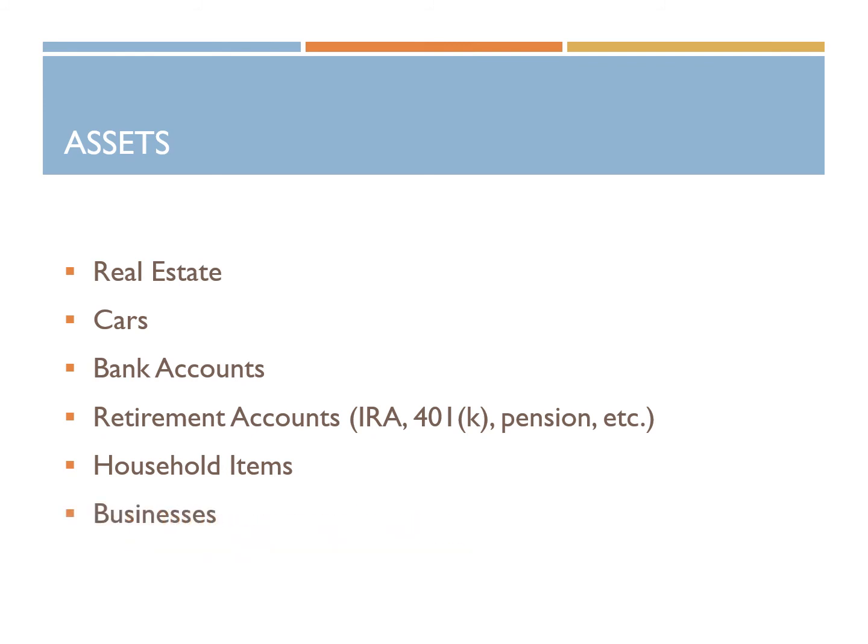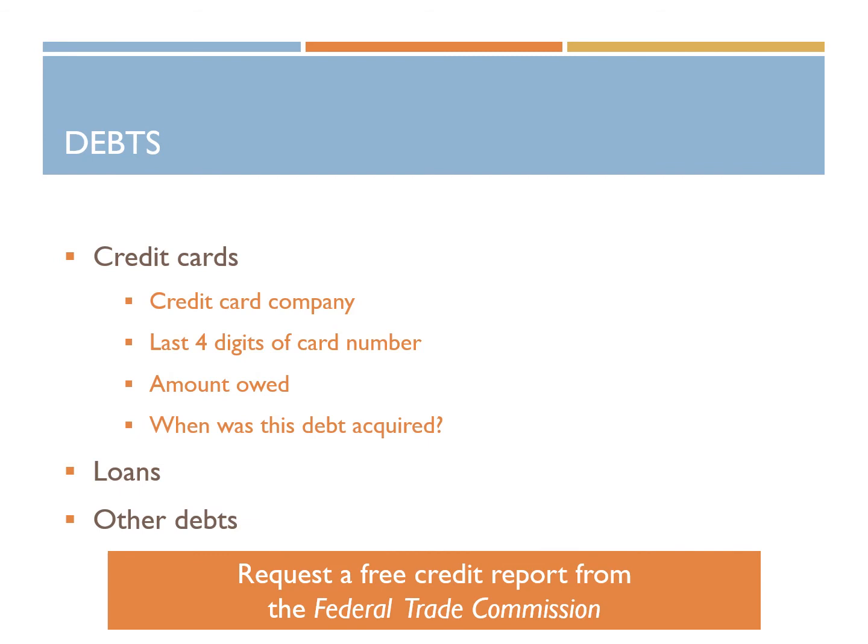Businesses. If you or your spouse owns your own business, you must list it in your property declaration. Dividing a personal business can get quite complicated, so you may want to speak with a private attorney to get legal advice. In addition to listing everything you own, part of this process is listing all of the debts you and your spouse owe.